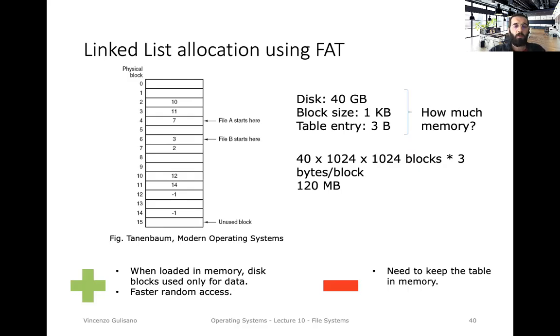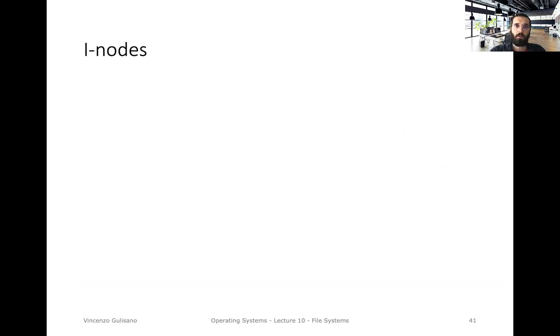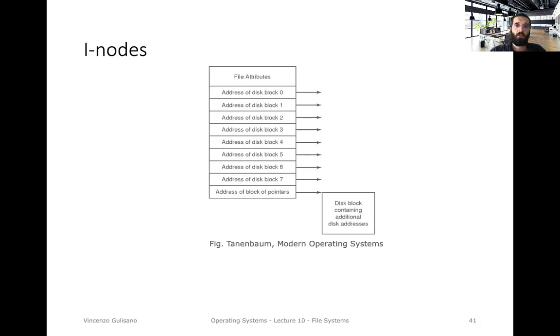Okay, so here you have the plus and the minus, so the pros and cons that we just discussed. The final one, which is used in Unix, is to keep inodes. So basically to associate a small data structure to each file. This data structure contains the attributes of each file. You load it in memory only when you are trying to access the file.